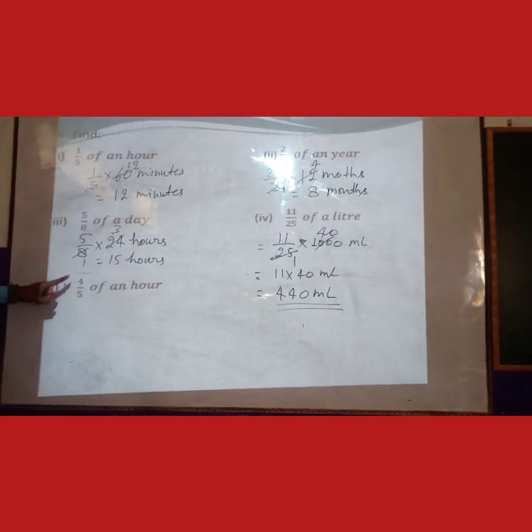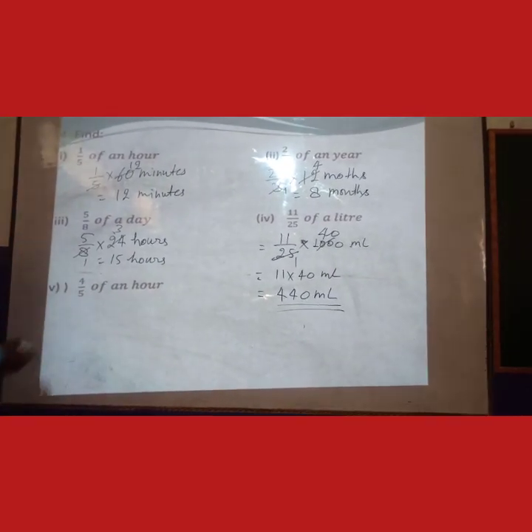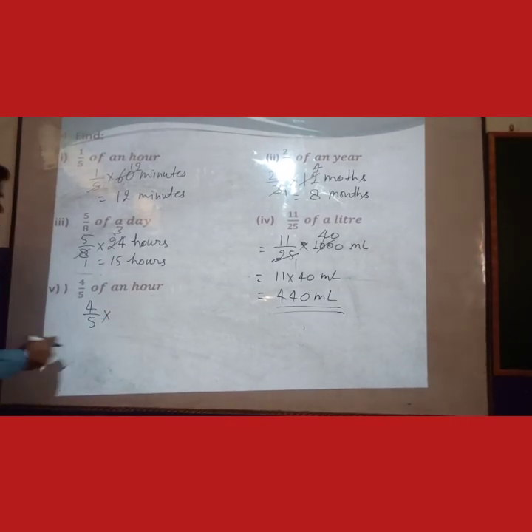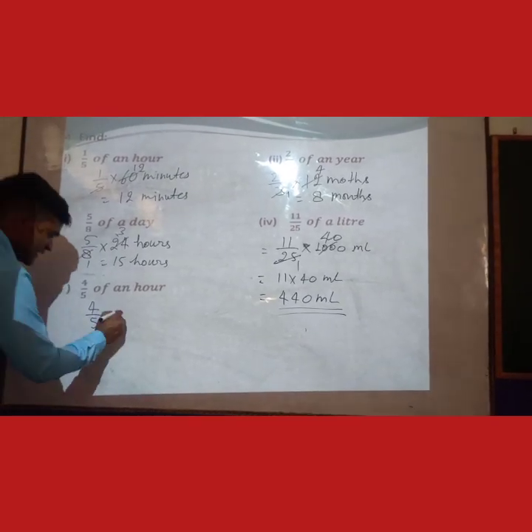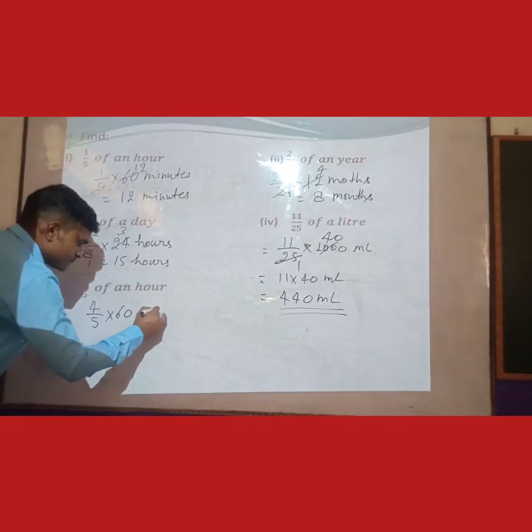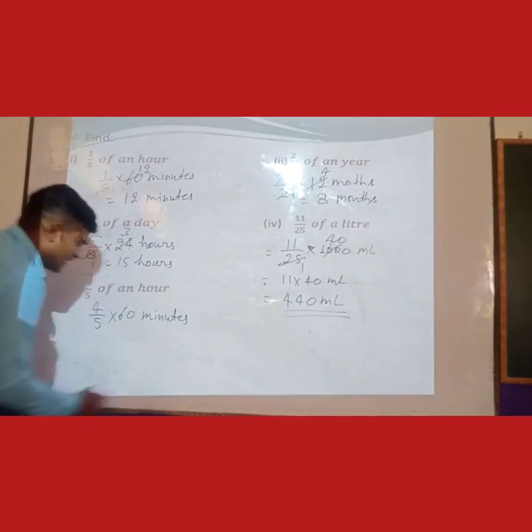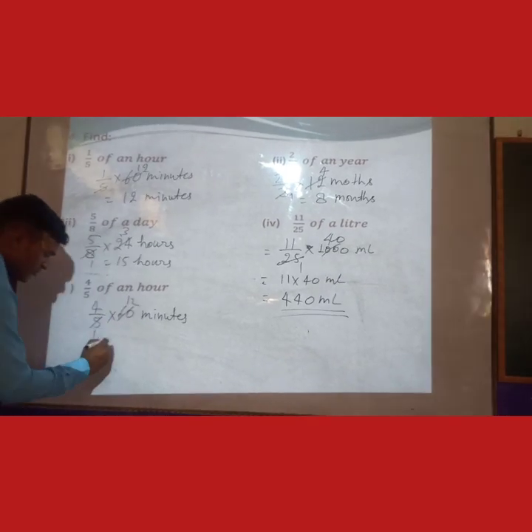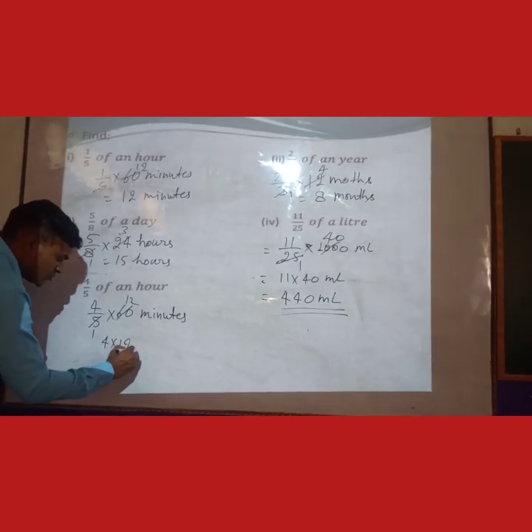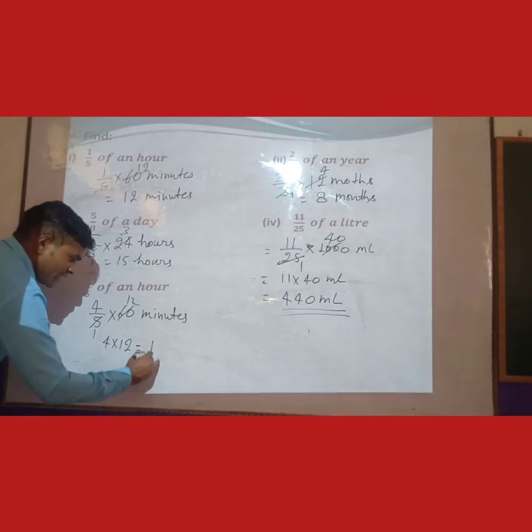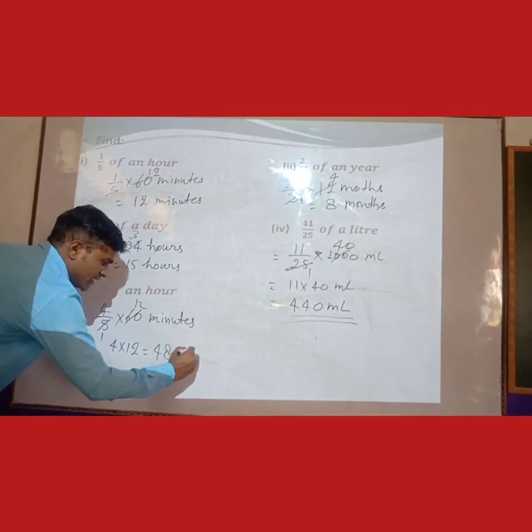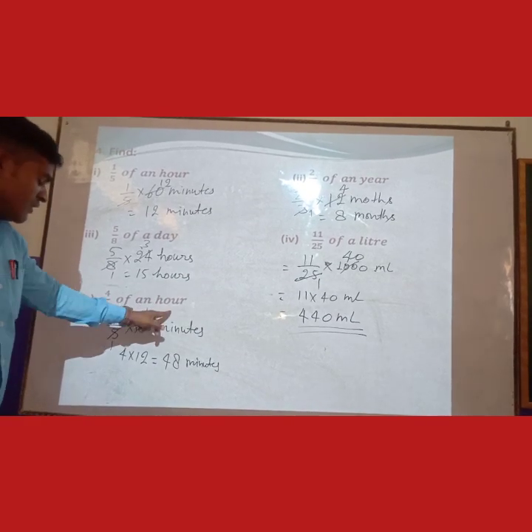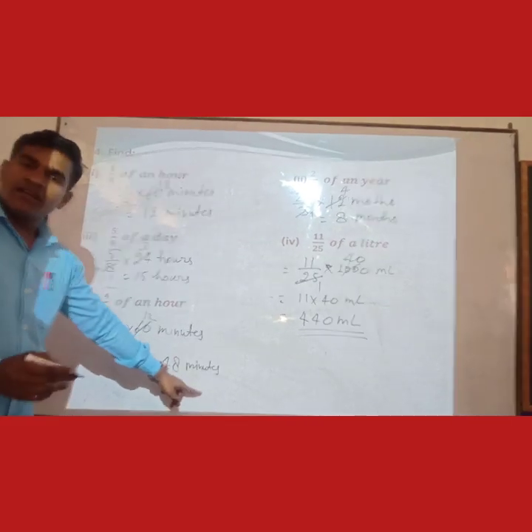Okay. Next, 4 upon 5 of an hour. So 4 upon 5 of an hour. Convert hour in a minutes. So what do we get? 60 minutes. So 5 1 is 5. 5 12 is 60. What do we get? 4 into 12. That is 48. 48 minutes. It means 4 upon 5 of an hour is 48 minutes.